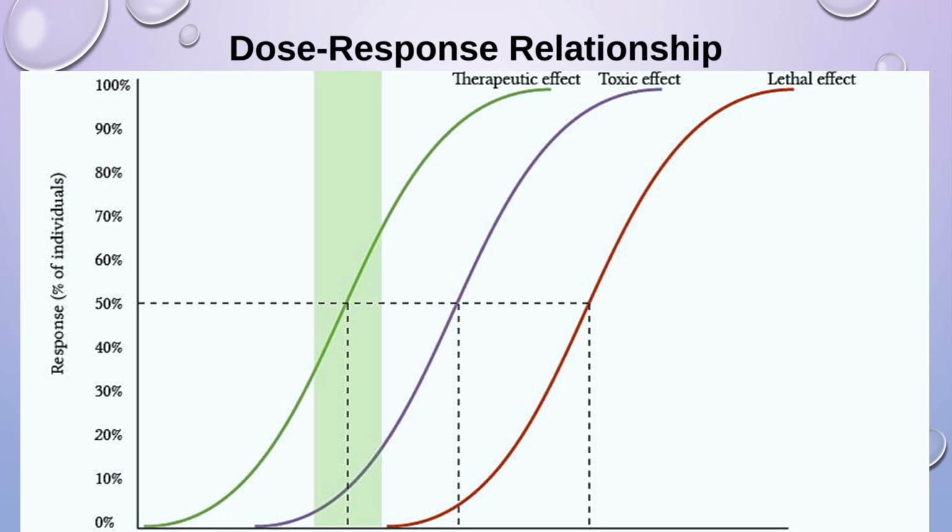So half of the population showing effectiveness of the dose, half of the population showing signs and symptoms of a particular toxicant, and half of the population that have died after ingesting, inhaling, or having an absorption of the toxicant.